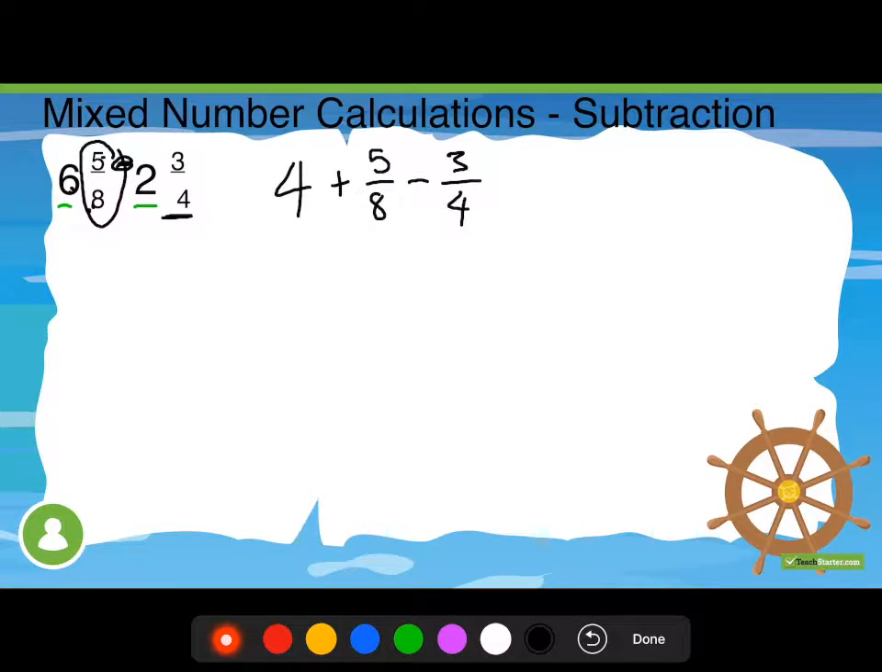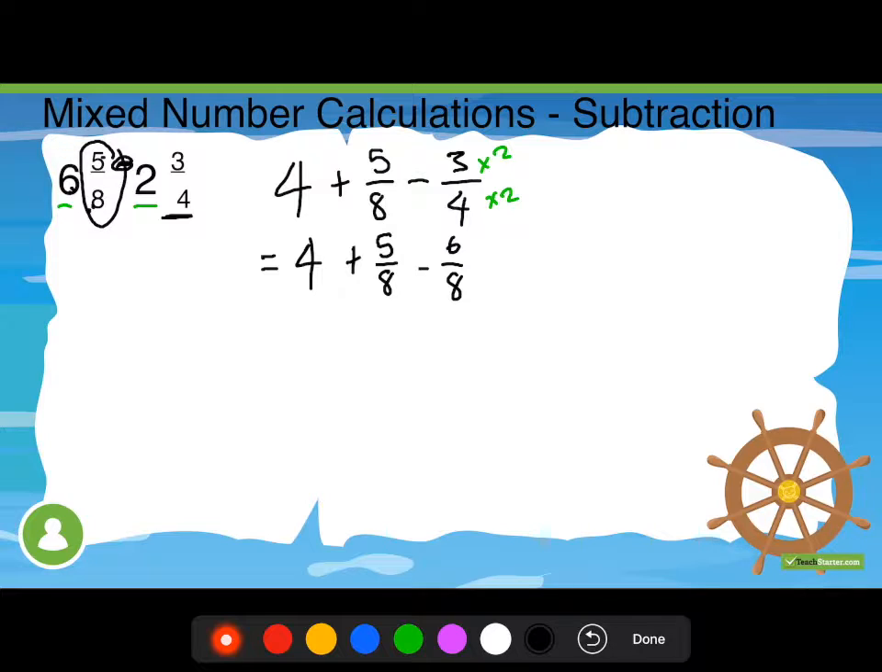Alright. Now I need to make them the same denominator. 4 can become 8, so I'm just going to times this one by 2. Keep the other one the same. So I got my whole number there, plus 5 over 8, and take 6 over 4. Oh, 6 over 8, sorry. I forgot to multiply.